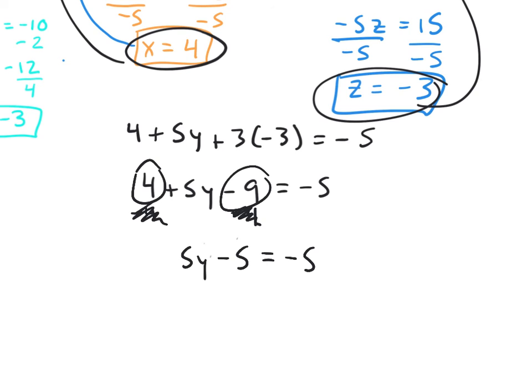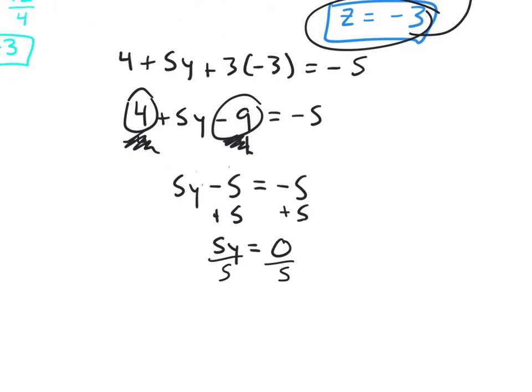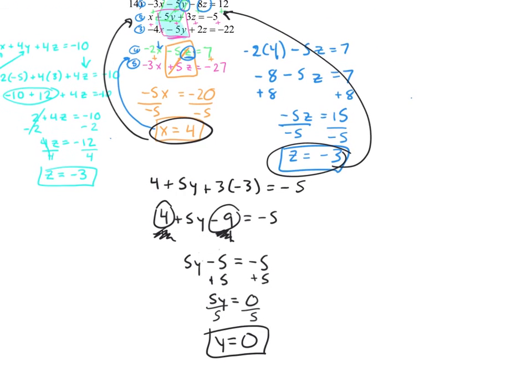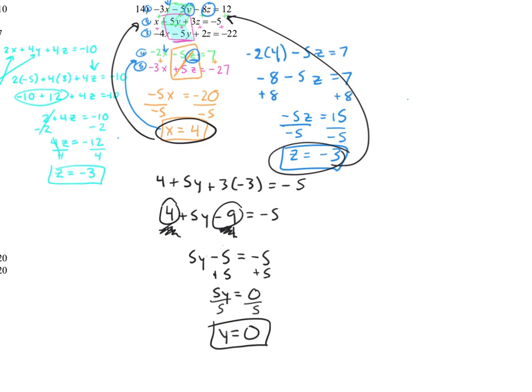What do we do next? Add 5. So 5y is equal to, what's negative 5 plus 5? 0. Then we divide by 5. What's 0 divided by 5? 0. So y is equal to 0. So we have our x, we have our y, and we have our z. And then we're done. Those are 3 answers.